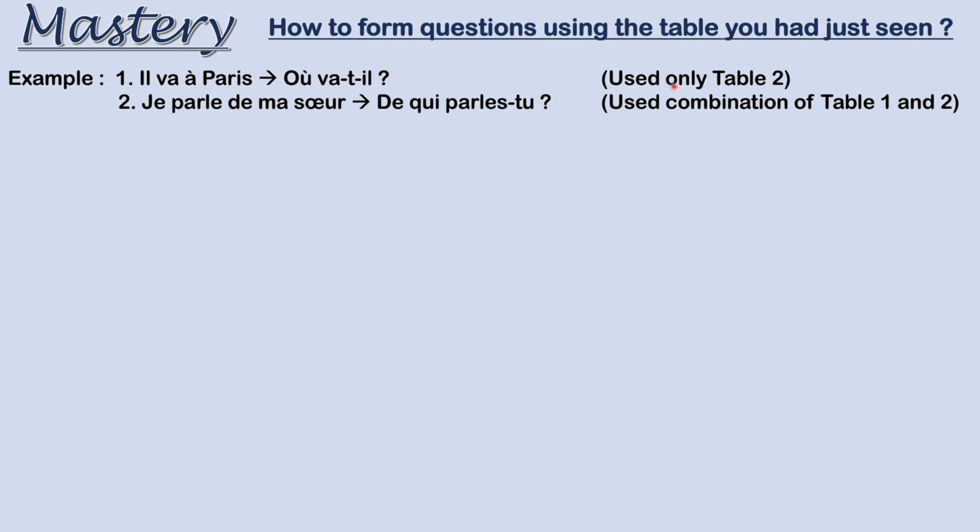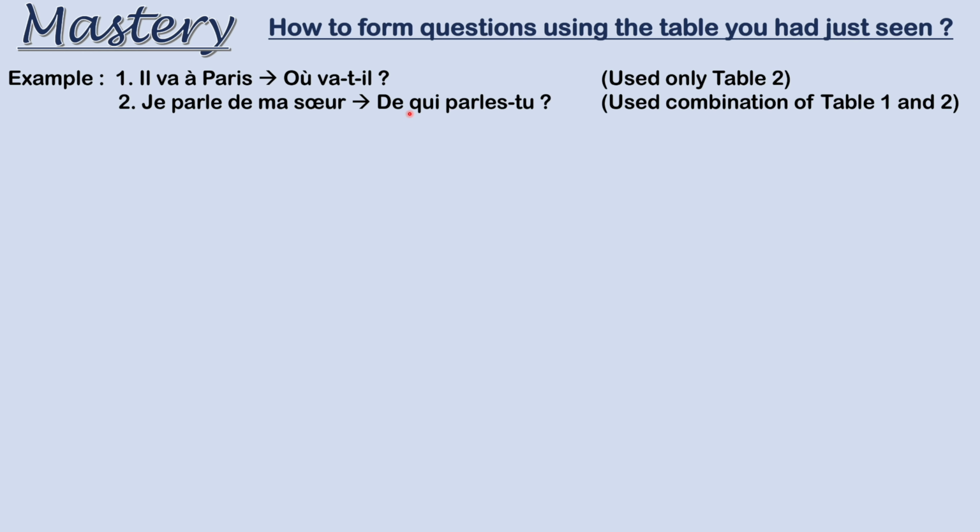So you have used the contents of table 2 here. That is où you have used. Où means where. The second example shows the combination usage of table 1 and 2. So, je parle de ma sœur. It means I speak of my sister.